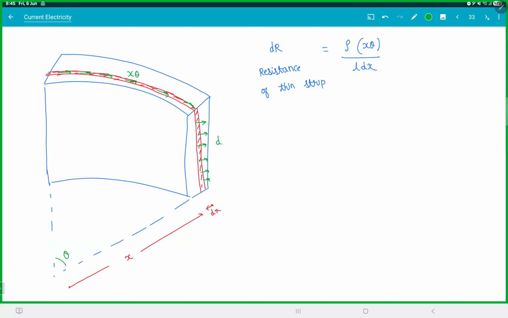So in this strip, we have a current dI. dI is the potential difference V by dR. So every strip will carry different amounts of current. So this will be V by rho theta L dx. This is dI. And we know current is nothing but n e A v drift, and area is nothing but L dx.